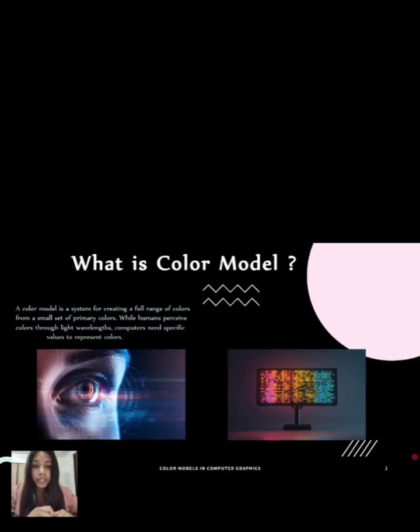So first of all, what is a color model? A color model is a system for creating a full range of colors from a small set of primary colors. While humans perceive colors through light wavelengths, computers need specific numerical values to represent colors. Now color models provide this standardized method. They serve three main purposes.